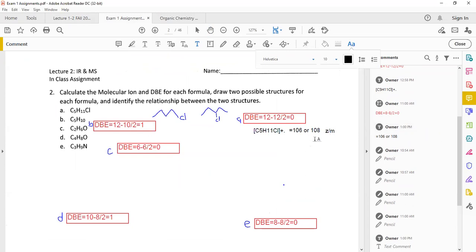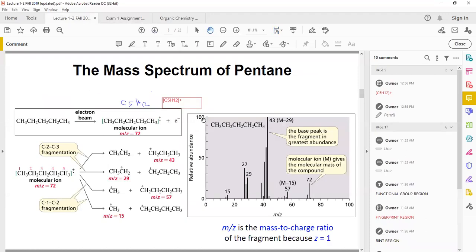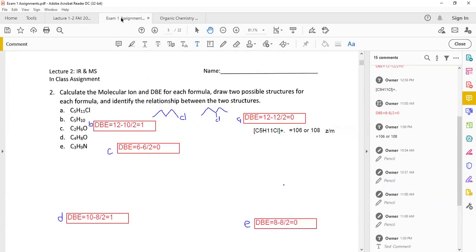Sorry, your m over z, which is the area where it is located. So if we look back, let me go here. In the spectrum, your m over z, you will have a peak for your molecular ion at 108. Okay, that one will be for this compound that has 5 carbons, 11 hydrogens, and 1 chlorine.